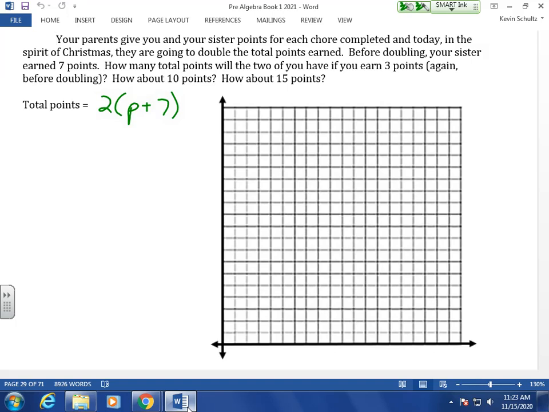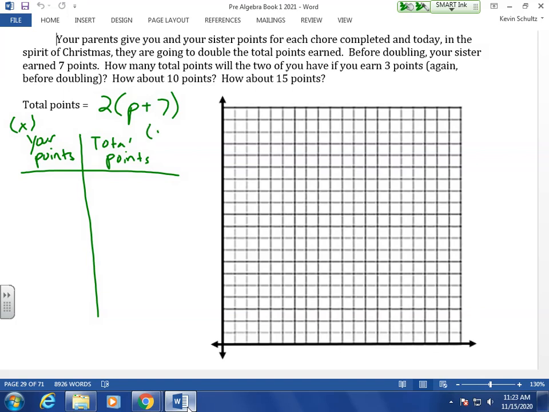And we came up with a table. I forget which variables we used, but I'll just call it your points and total points here. You said this was the x variable and this was the y variable for when we go ahead and plot it on the coordinate plane. And again, I don't remember which numbers we picked for your point total, so I'm just throwing a couple out there. If you earned, oh yes I do, we have them right here: 3, 10, and 15.